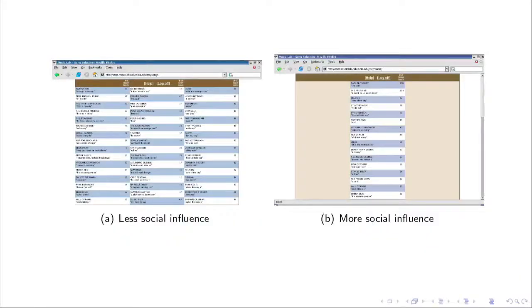I also want to say that we did 2 versions. We actually did 4 experiments, but I'm going to talk about 2 main versions. In one version, we had less social influence. By presenting the songs in this way, the popularity of the songs was available, but it wasn't particularly salient. In the second condition, we sorted the songs by popularity, so we dramatically increased the amount of social influence. So we're manipulating this individual-level process, and then we want to see what effects that has on group outcomes.